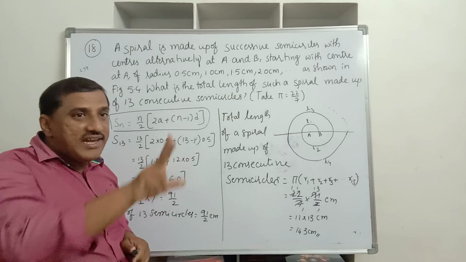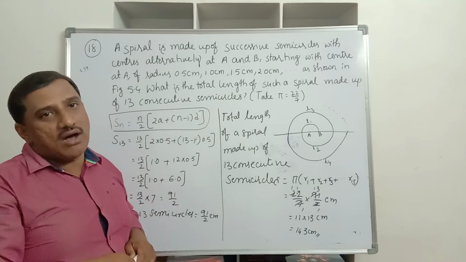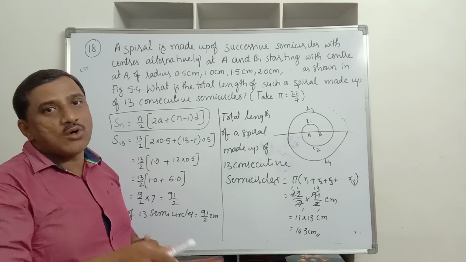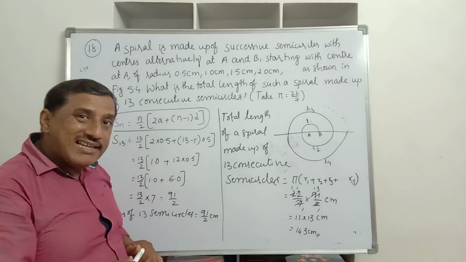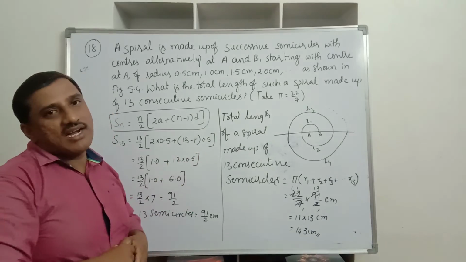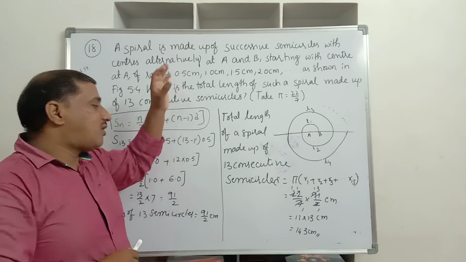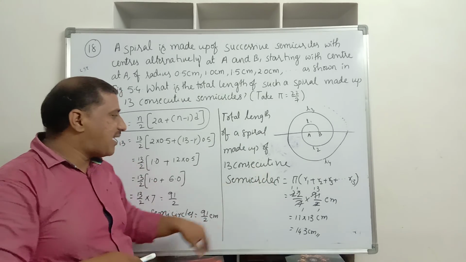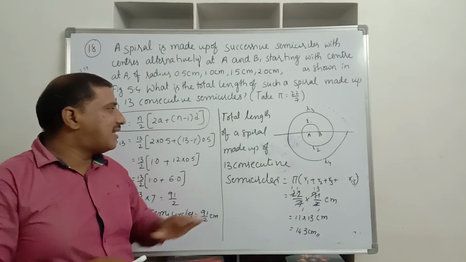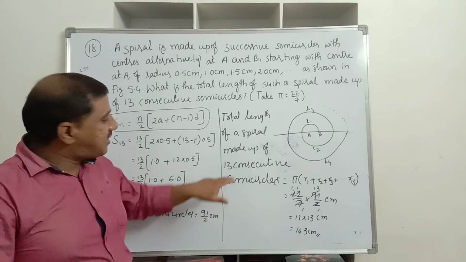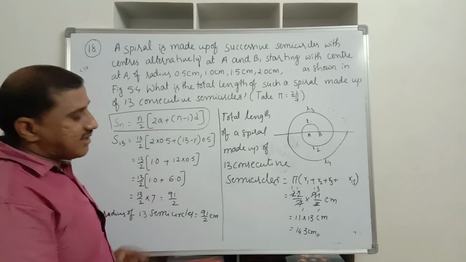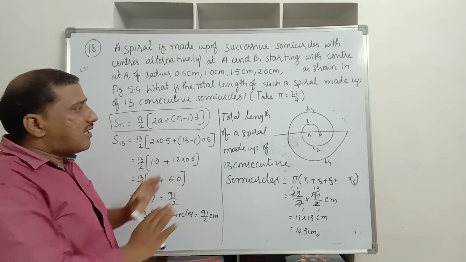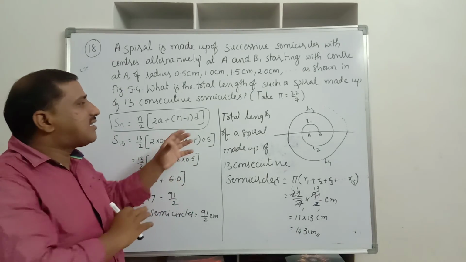The length of each semicircle is pi r. Therefore, it is pi r1 plus pi r2 plus pi r3 and so on plus pi r13, for 13 semicircles. Taking pi common, the sum of the radii is multiplied with pi. We get the total length of the spiral made up of 13 consecutive semicircles, that is 143 centimeters. There is no confusion here, it is a simple sum.